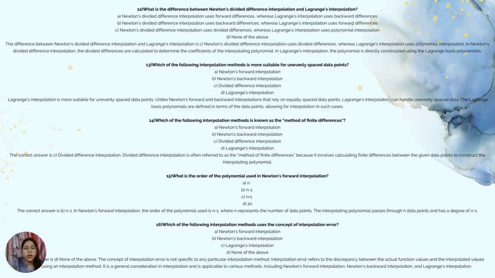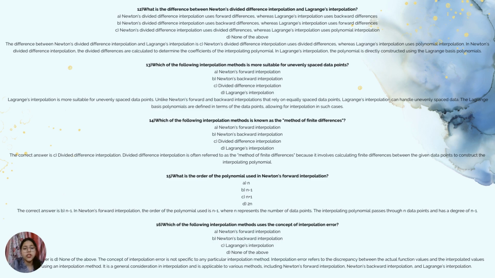Question number 15. What is the order of the polynomial used in Newton's forward interpolation? The correct answer is B, n minus 1. In Newton's forward interpolation, the order of the polynomial used is n minus 1, where n represents the number of data points. The interpolating polynomial passes through n data points and has a degree of n minus 1.